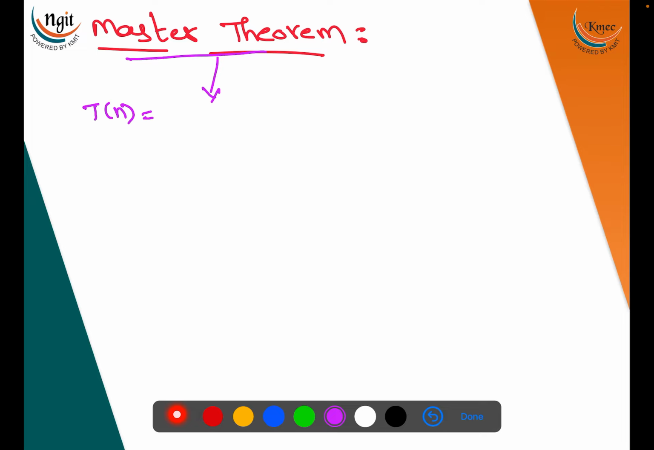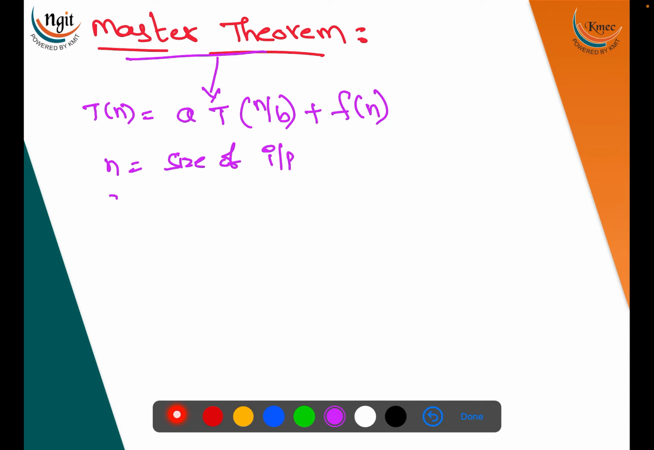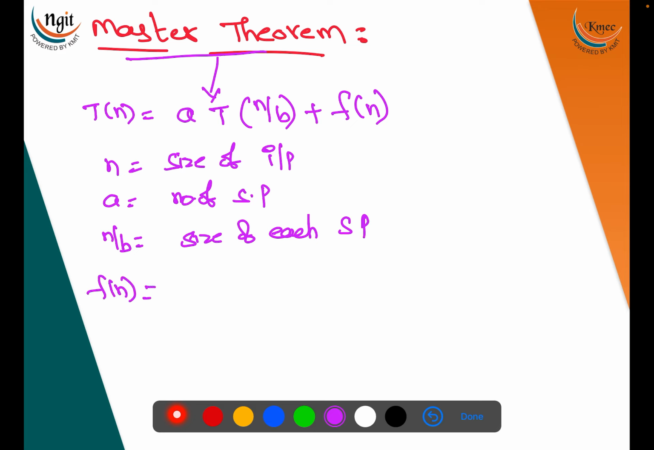T(n) = a·T(n/b) + f(n), where n is the size of the input, and a is the number of subproblems in the recursion, and n/b is the size of each subproblem. f(n) is the cost of the work done outside the recursive call, which includes the cost of dividing the problem and the cost of merging the solution.